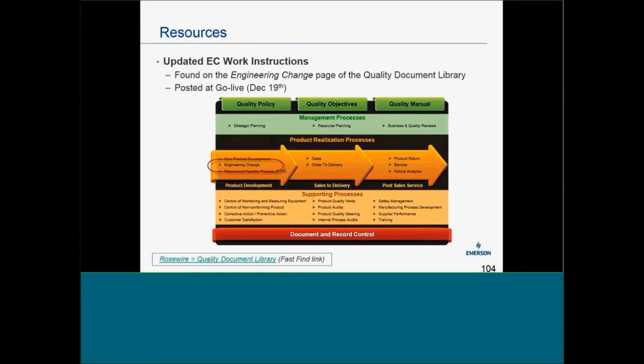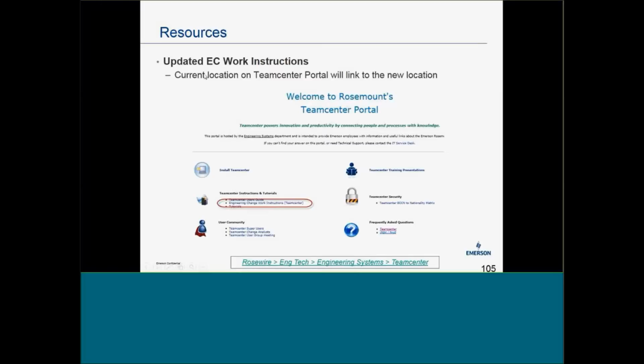Okay, so most of you rely on the EC work instructions to complete tasks. These have been updated by John and will be found on the engineering change page of the quality document library. To find the quality document library, you can go to Rosewire, and there's a fast find link to the QDL from here. These will be posted at Go Live on December 19th. We'll also have a link from the Teamcenter portal where the work instructions are stored now to this new site on the QDL.